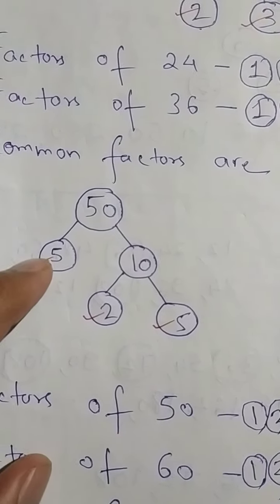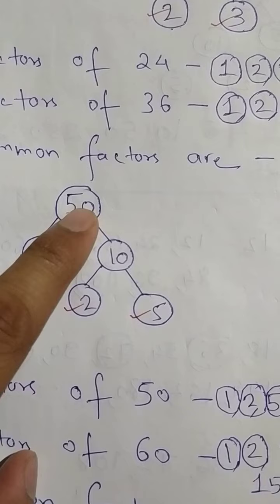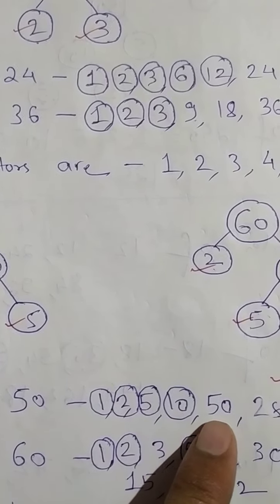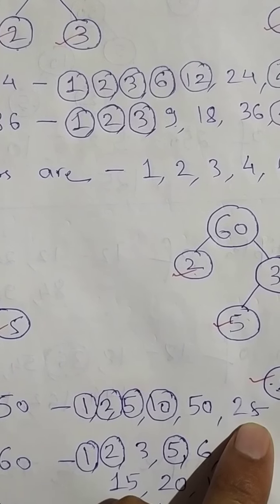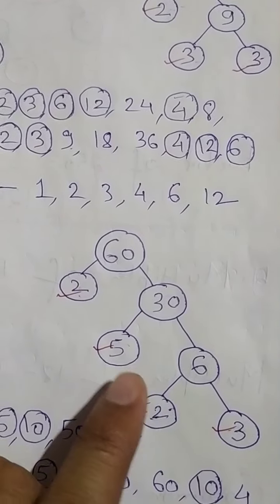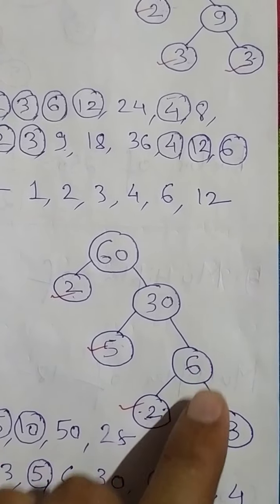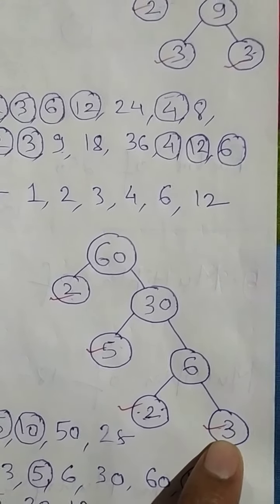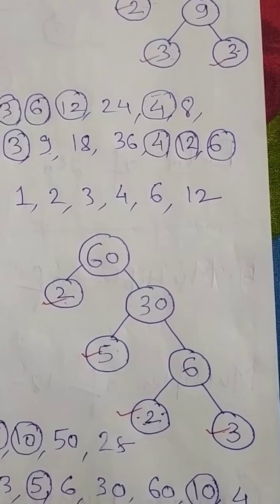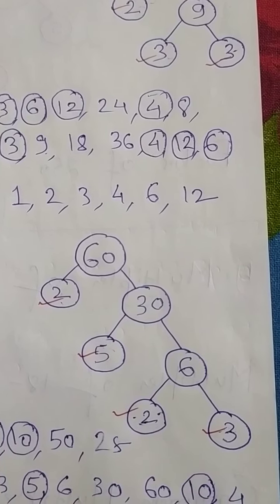So these are the factors. And if you multiply all these 3, you will get 50. So factors of 50: 1, 2, 5, 10, 25 and 50. Now 60. 2 into 30, then 5 into 6, and then 6, 2 into 3. So what are the factors we have? We have 1, 2, 3, 5, 6, 30 and 60.